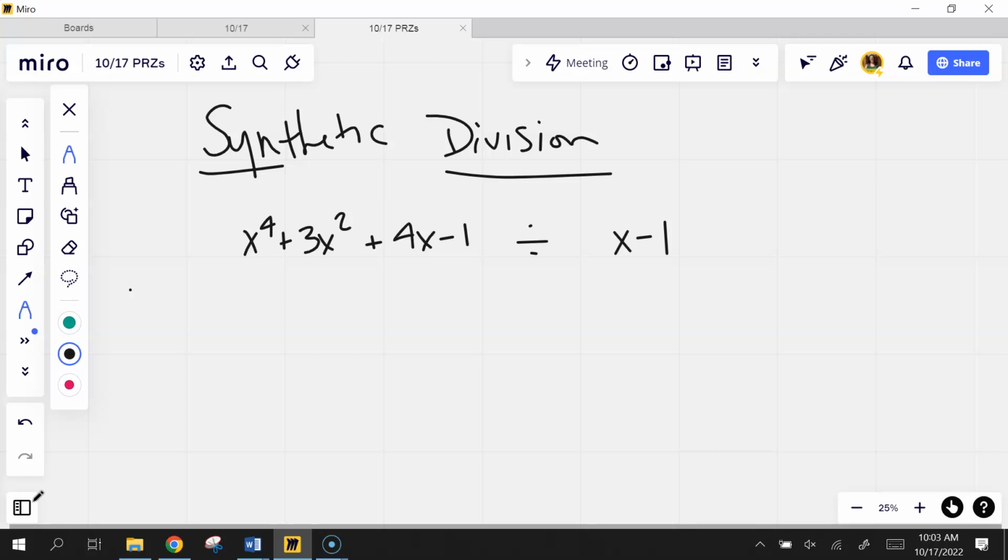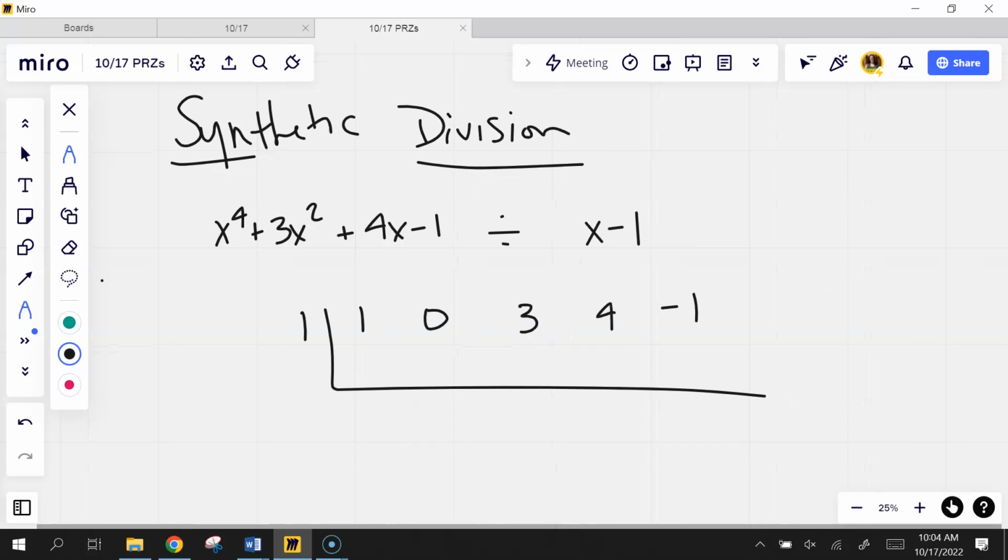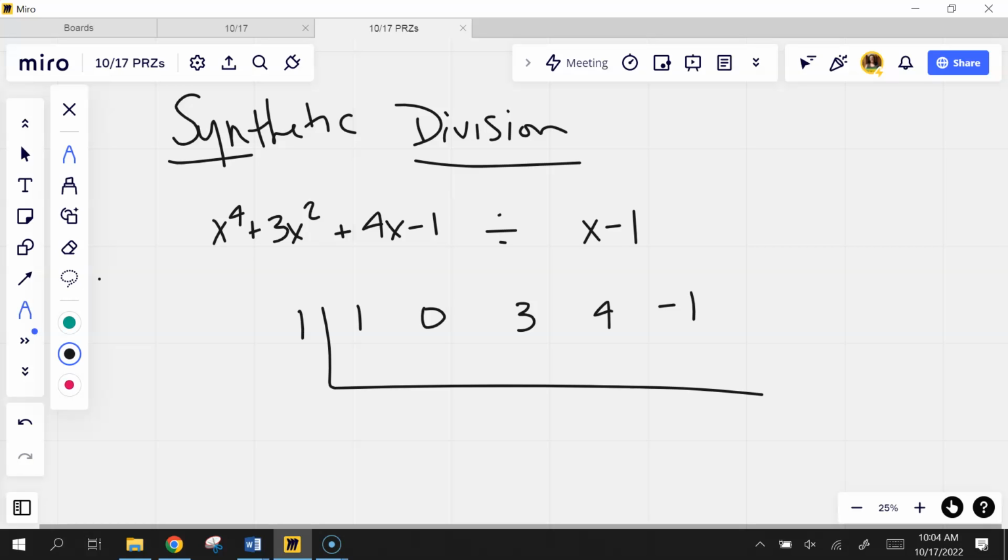I'm going like, okay. I need a third placeholder, right? A power of 3. I've got 4. I don't have 3. I have 2. I have 1. I have a constant. So whenever I set this up, outside of the division sign, what's the number? 1. I'd have to change that sign, right? And then I have 1, 0, 3, 4, -1. This should already be done on your packet. This is the very first one there. Drop it. Multiply, add, multiply, add, multiply, add, multiply, add.